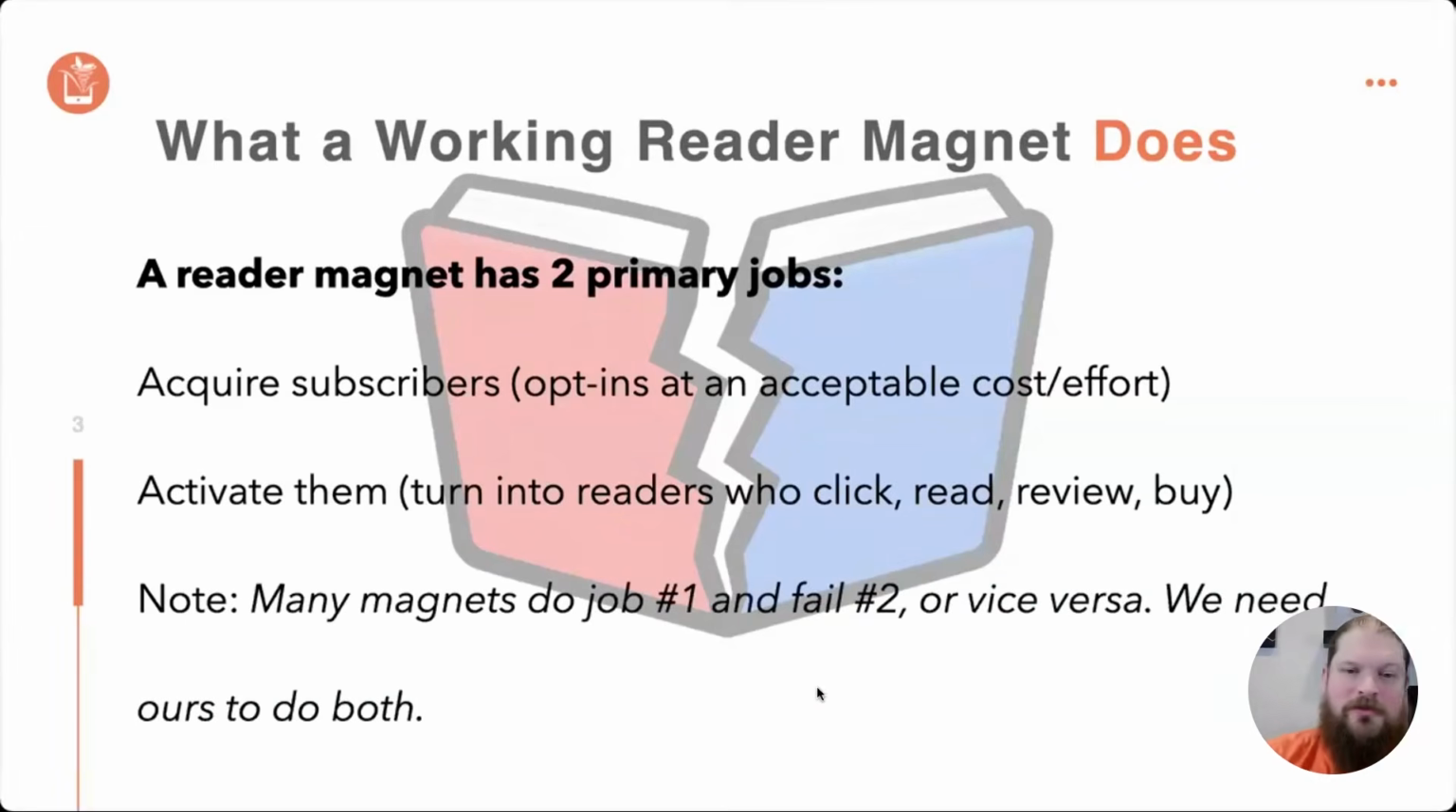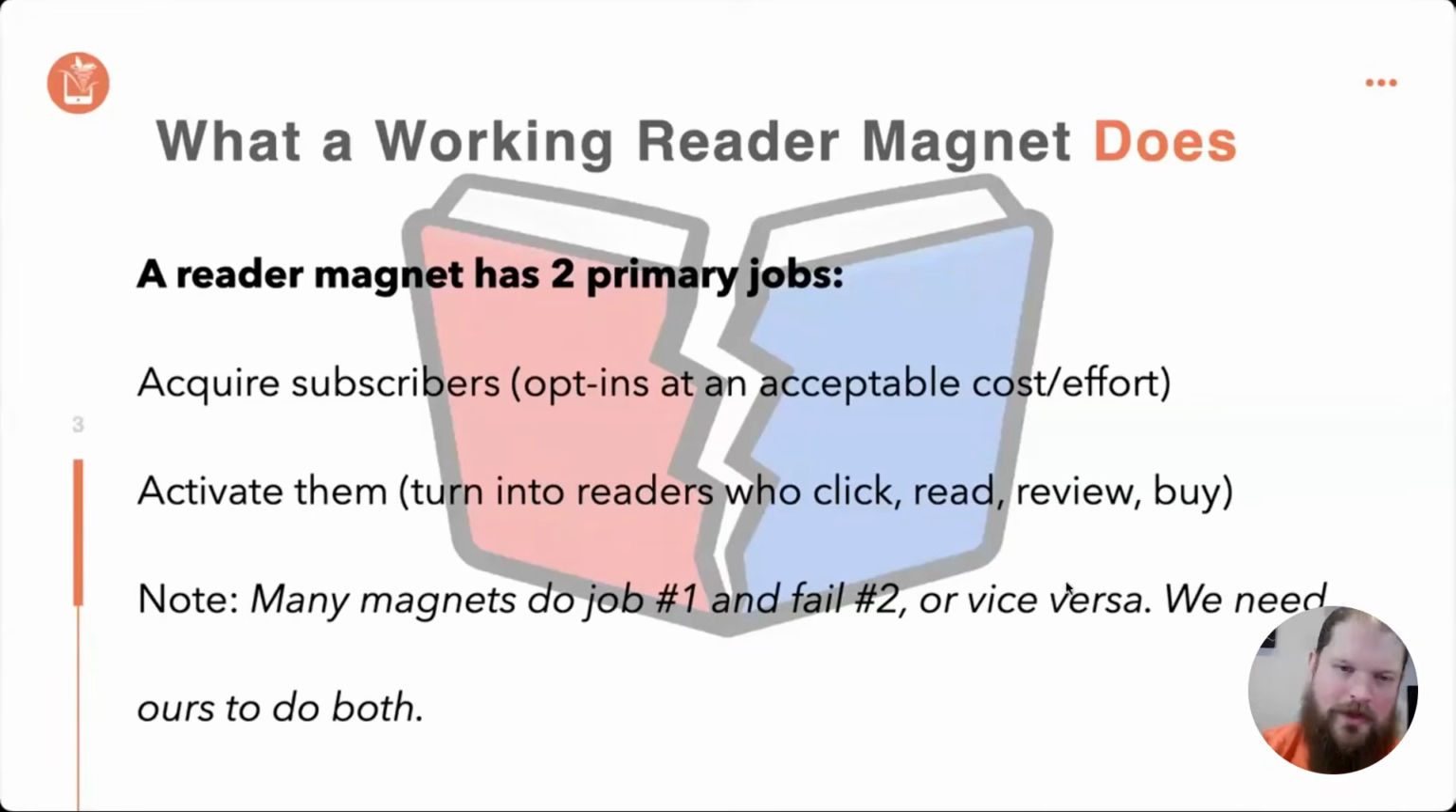Just note, many magnets do job 1 and fail at 2, or vice versa. So you might have a book that really does a great job of acquiring subscribers, but it fails to activate them. That might be where the failure point is. Or maybe it's the other way around. It's not acquiring subscribers, but the subscribers who do claim that reader magnet wind up converting, they wind up becoming activated. So there's 2 different problems there potentially. But again, we're going to break down the individual points along the line where that can happen. You want your reader magnet to do both of those things.